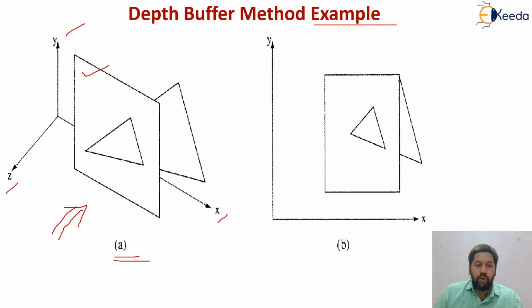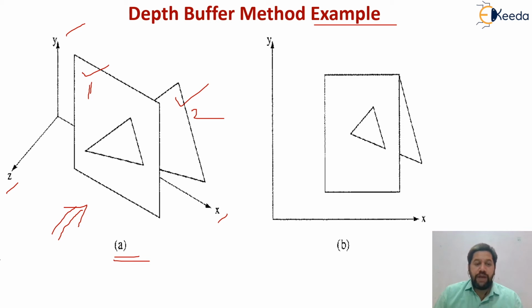Actually, I'm having only two polygons here, two surfaces. This is my surface number 1, and this is my polygon number, or surface number 2. But here in this diagram, this triangle that I'm having, this is my surface number 2, or polygon number 2. It is penetrating, it has inserted or penetrated inside my first polygon, that is the square.